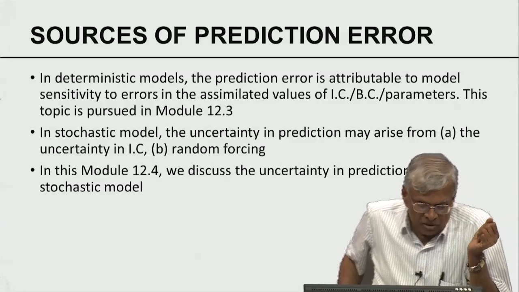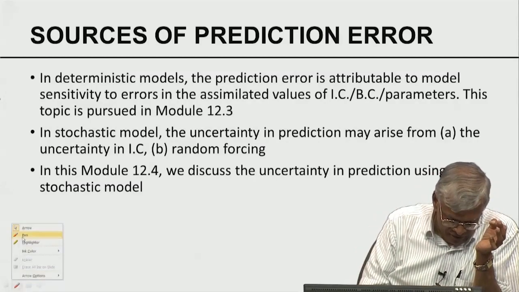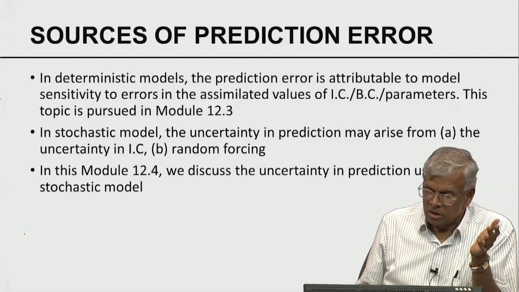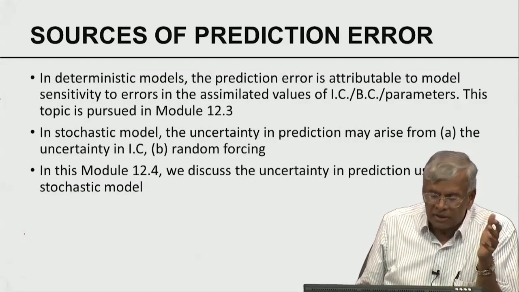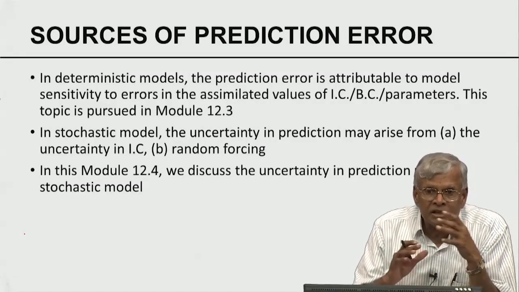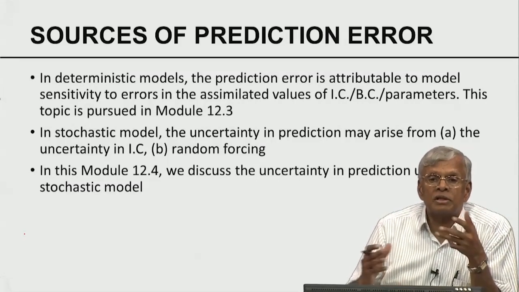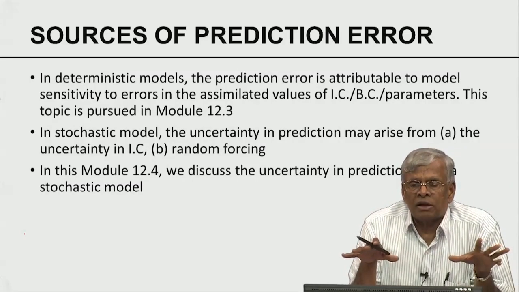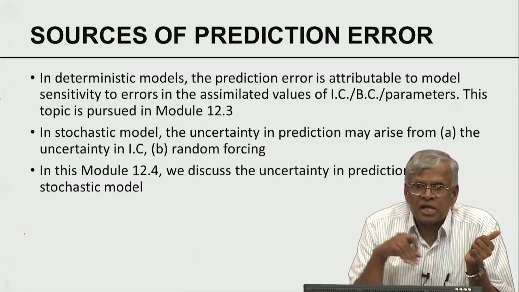So, sources of prediction error. That could be a slight repetition, but I think it's worth repeating some of the key factors. In deterministic models, prediction error is attributable to model sensitivity to errors. It is related to errors in the initial condition, boundary condition, and parameters that are being estimated. It is a topic that we pursued in the previous module. In the stochastic model, however, the uncertainty in the prediction may arise from uncertainty in the initial conditions, uncertainty in the random forcing, or uncertainty in the parameters. We are assuming here that the parameters are very well established. So I'm simply trying to relate the uncertainty in the forecast to uncertainty in the initial condition and uncertainty in the random forcing.